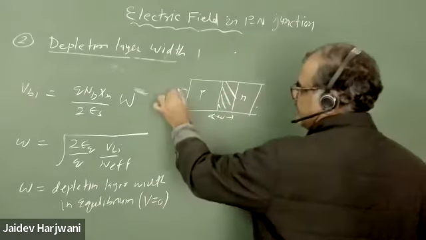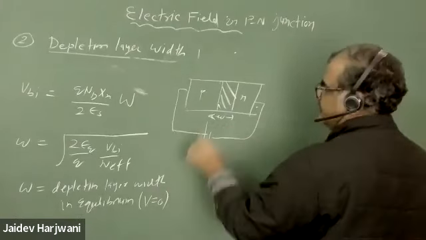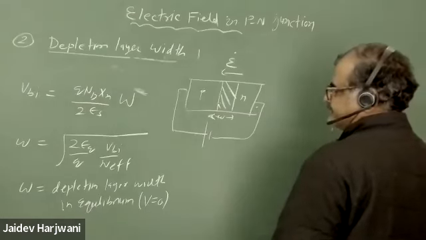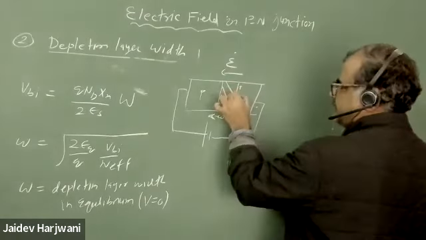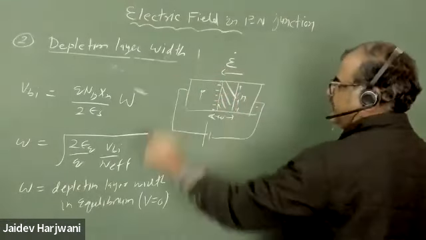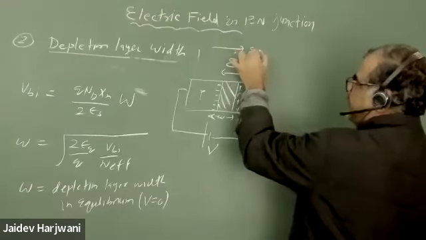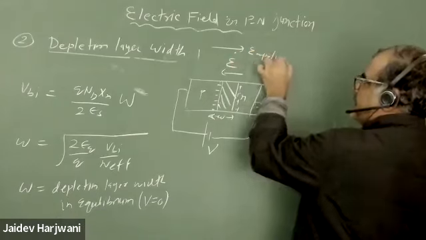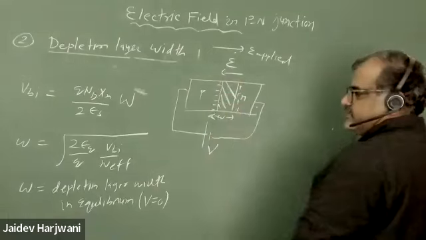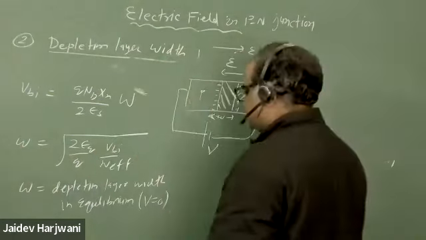Now suppose I am applying a field to this PN junction, a forward bias. Here you have the width and the electric field is in this direction, because here you have plus and here you have minus. Now you apply a voltage which creates an applied electric field E applied, opposite to this direction. So what will happen now? The depletion layer width will decrease, which means the built-in potential will decrease.